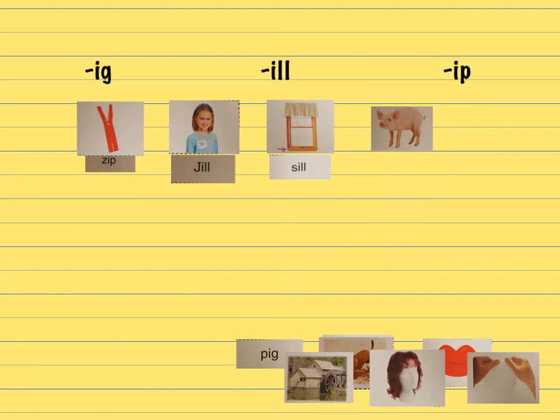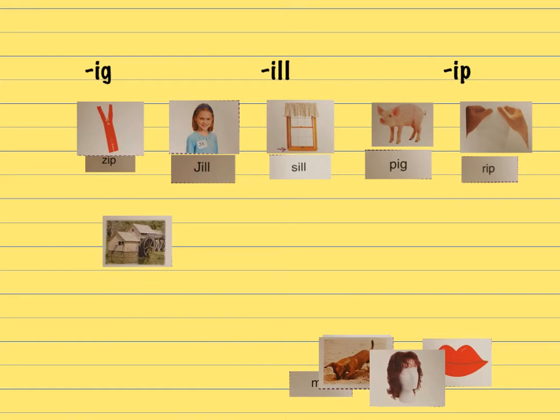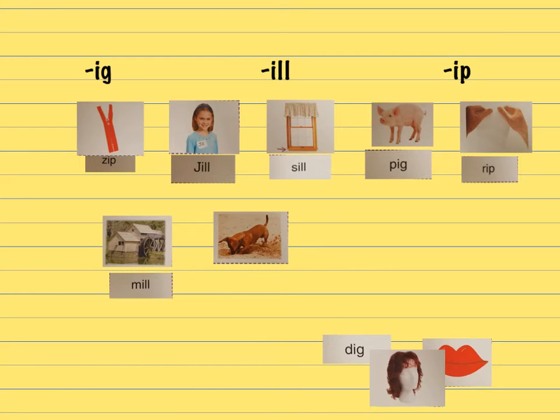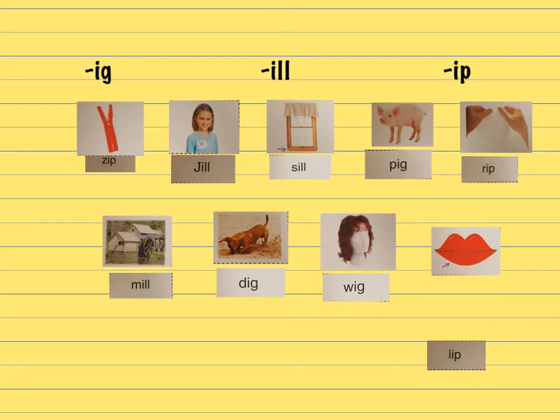This is a picture of a pig and the word pig. This is a picture of rip. This is a picture of a mill, and a mill is like a factory. This is a picture of dig. The dog is representing digging a hole. This is a picture of a wig, and last is a picture of a lip.